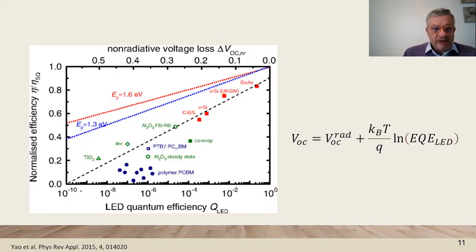So here we see an example of different solar cell technologies indicating the LED quantum efficiency and the correlation to the normalized efficiency with respect to the ideal efficiency of the solar cell. And of course, the LED quantum efficiency is in logarithmic scale, and it correlates with the non-radiative voltage loss very directly, according to the formula that we have obtained.